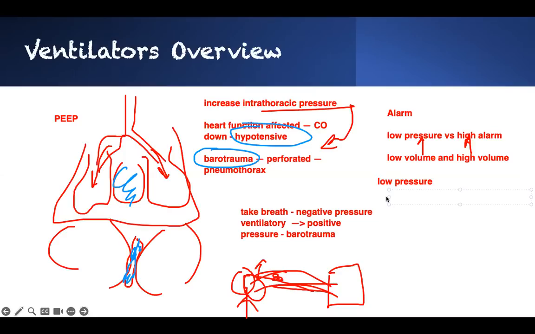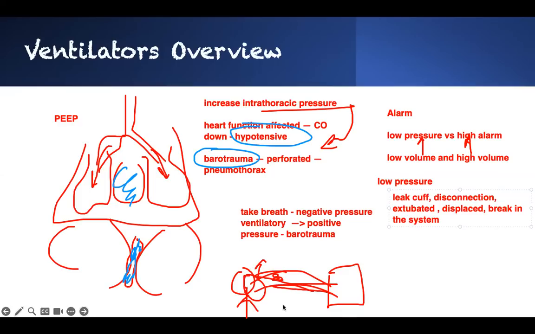So it may be due to leakage. So a cuff leak of the ventilator or the endotracheal tube, or disconnection. The patient has probably disconnected himself or extubated himself, pulled the tube out, or something has displaced. Okay, all of them are consistent with the low pressure alarm. There's no resistance at all. And you have to worry that the patient has pulled the tube from their mouth, or there's a leak, or there's a break in the system.